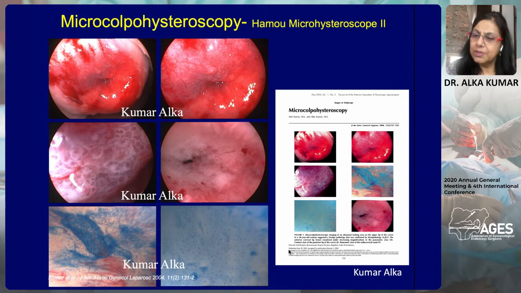Microcolpohysteroscopy with the Hamou microcolpohysteroscope 2. This is a very interesting instrument which allows you to go up to 80x magnification in vivo. You are seeing here part of the cervix, the ectocervix, and in the lower pictures you get to see the honeycomb appearance of the columnar cells on one side, and on the other side the squamous cells with the cytoplasmic nuclear ratios. So you actually get to see the cellular structure.